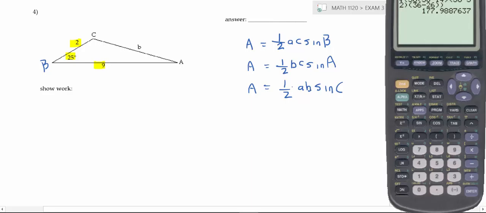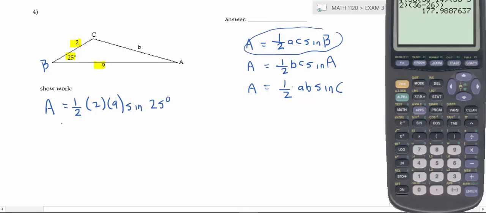Now you don't have to memorize those necessarily. The best way to do this problem, in my opinion, is when you have a side-angle-side case, talk it out in words. It's 1/2 the product of the 2 sides that you're given times the sine of the angle in between. So you're basically just using this formula right here and plugging that in.